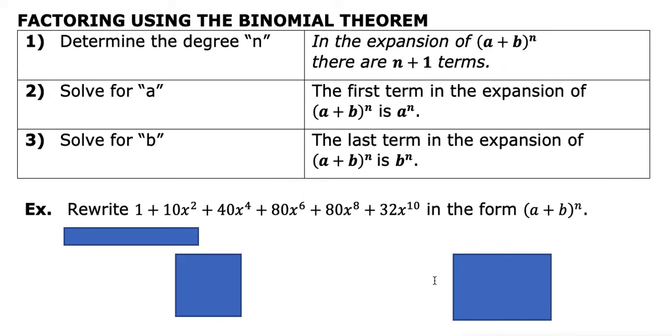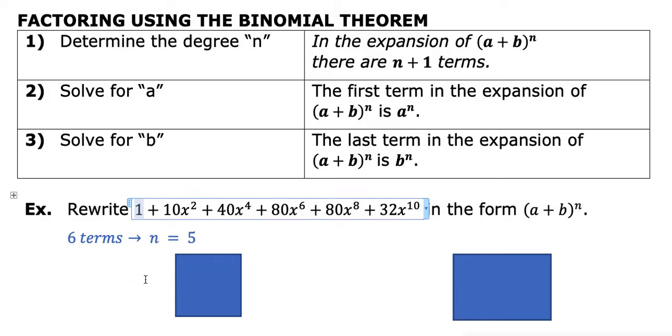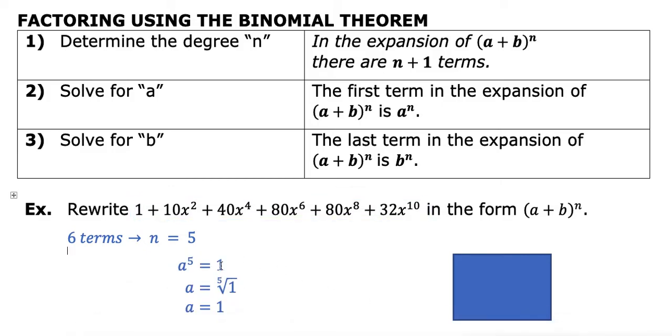So we can take advantage of that to try to factor an expression like this, a polynomial expression, if we know that it came from a binomial. So the first thing is establishing what is the value of n. If there's 1, 2, 3, 4, 5, 6 terms in the expansion, that means that n is equal to 5, because we always had that relationship that there are n plus 1 terms in the expansion. And that would mean that this is representing a to the 5. So a to the 5 is equal to 1. A is equal to the fifth root of 1.